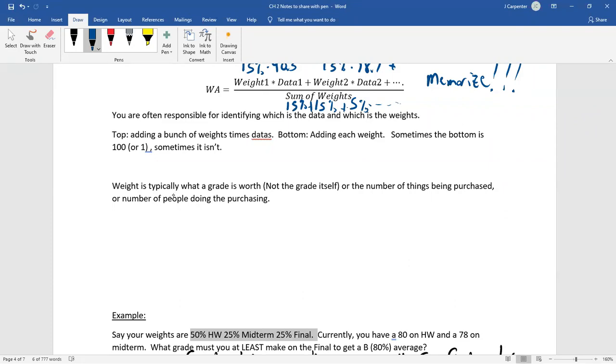You find your homework average, and then that grade counts as 50% of your grade. You don't apply that 50% to every single individual homework grade. That would be extremely tedious. You just do the regular average, and then you apply the 50%, as we'll see.